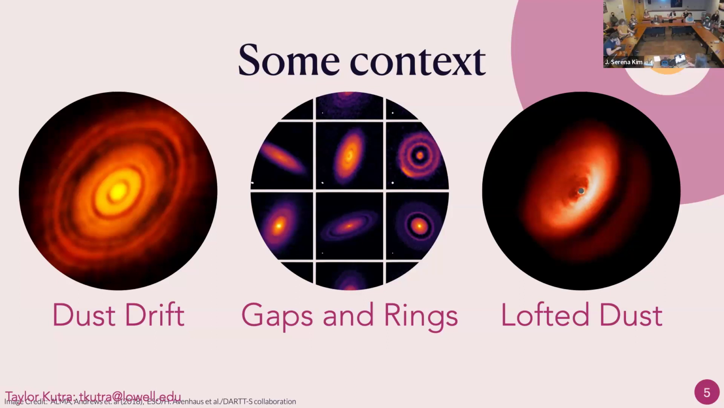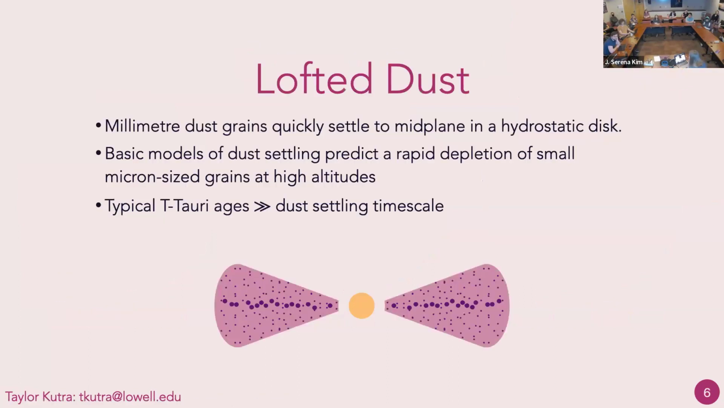And then the last one is actually a really fun problem that I don't think people talk about very often. It's this issue of lofted dust. So these are the small, micron-sized grains. Let's say millimeter dust lives at the midplane of the disk, right?